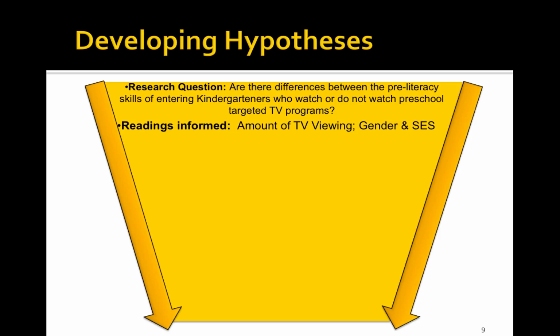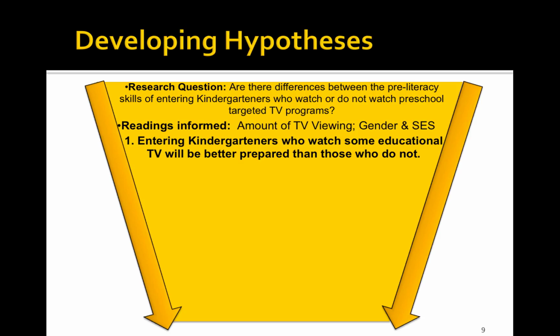So the readings have told me that there are certain things that influence the pre-literacy skills and TV viewing of these entering kindergarteners. So one is the amount of TV viewing can really make a difference. And the other thing is that gender and socioeconomic status seem to make a difference as well for pre-literacy skills. So now I can develop my hypotheses based on these variables that I know might affect my outcomes and the variables that I'm interested in investigating.